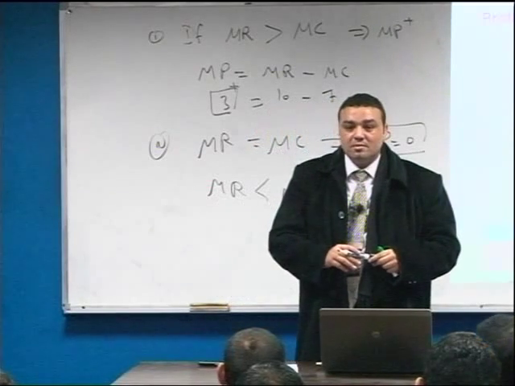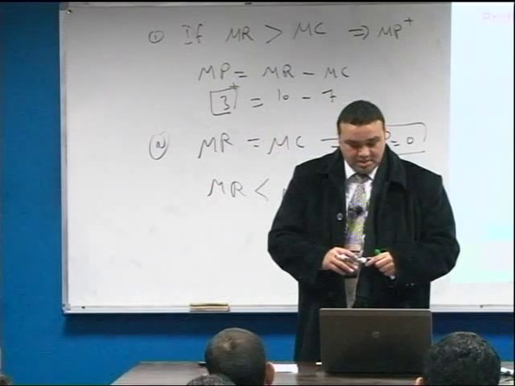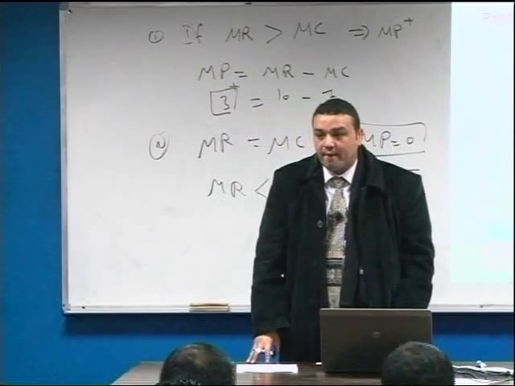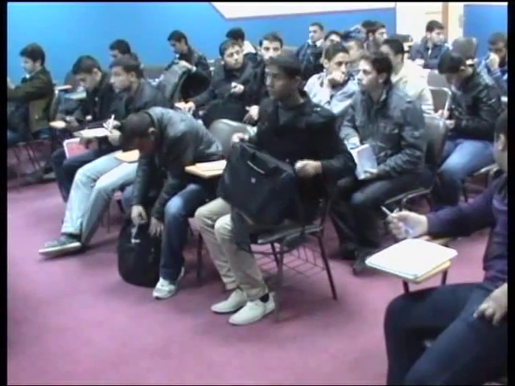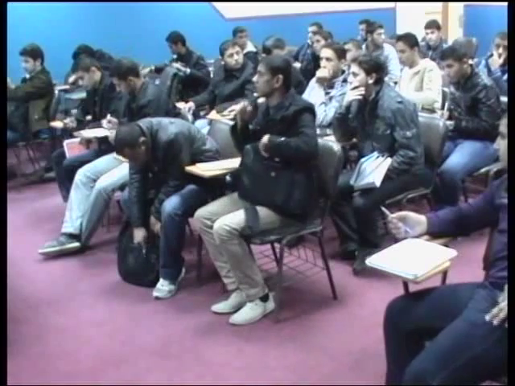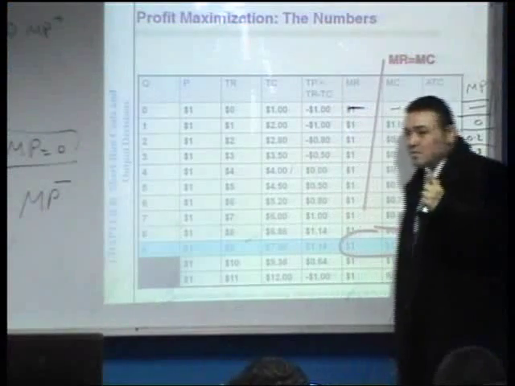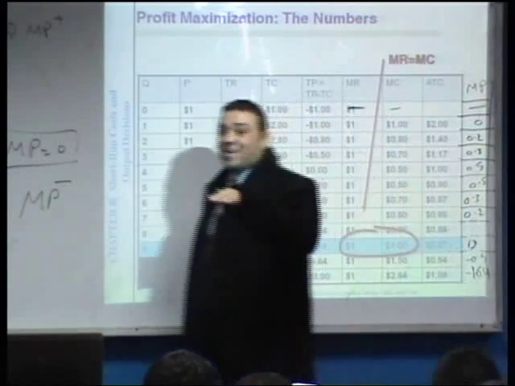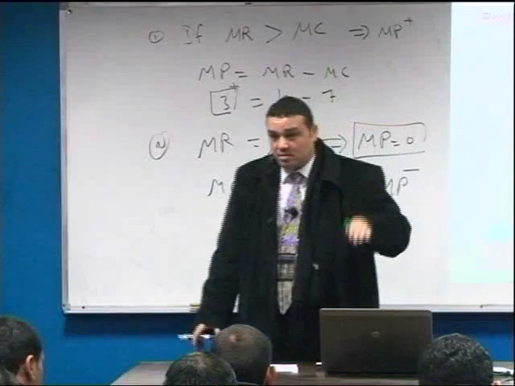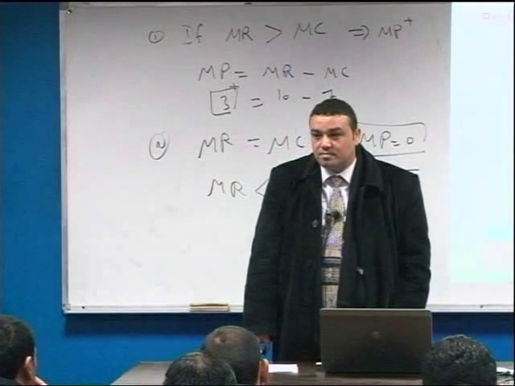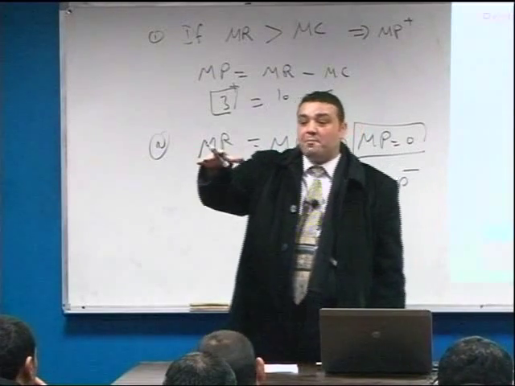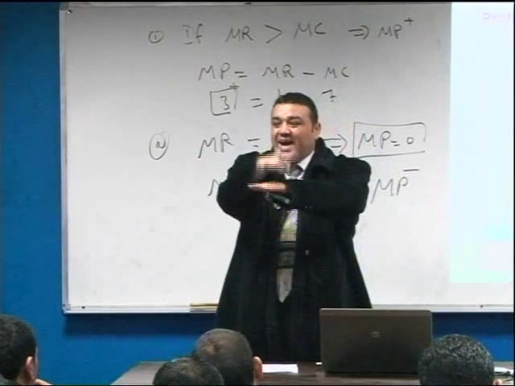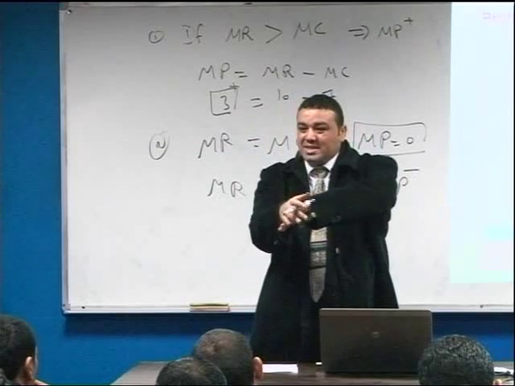Who has a problem? Yes. The break even occurs when ATC crosses MC, right? ATC crosses MC here, because it's the minimum value of ATC, so they must be equal. But they are not. No, the break even occurs at the minimum value of ATC, and sometimes it's not equal to MC.